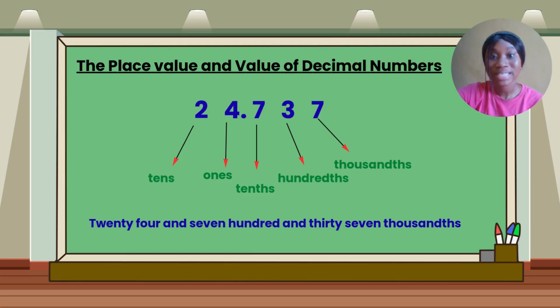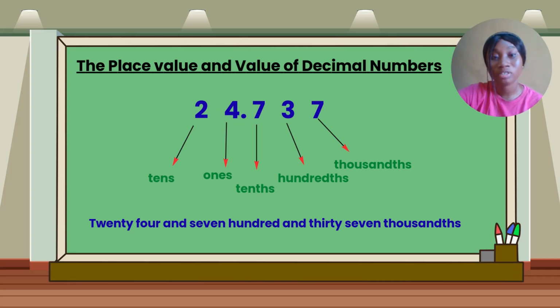All right, so starting from the whole number part, I have 2 and 4, 24. So 4 is in the ones position, and that is 4. 2 is in the tens position, that is 20. So I have 24. Then I now have my decimal number, and I have the tenth position. So the number in the tenth position is 7. That is 7 over 10 or 0.7.